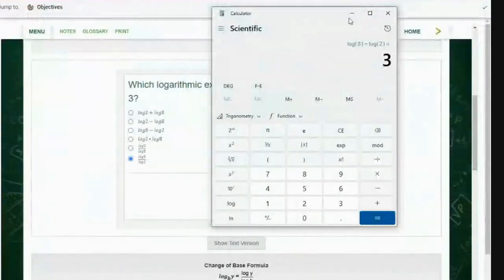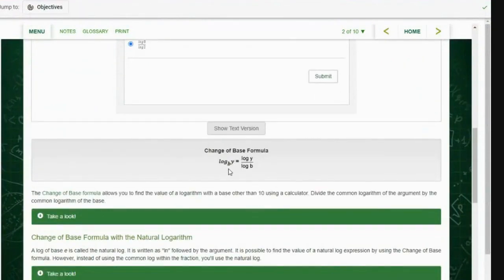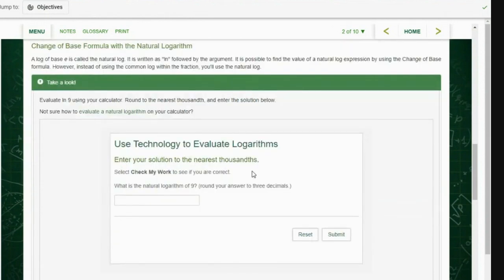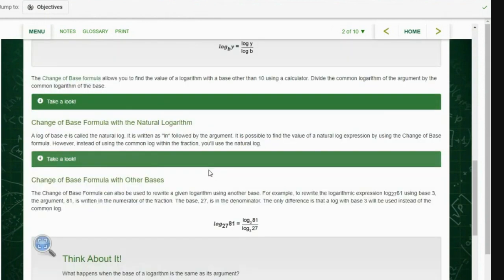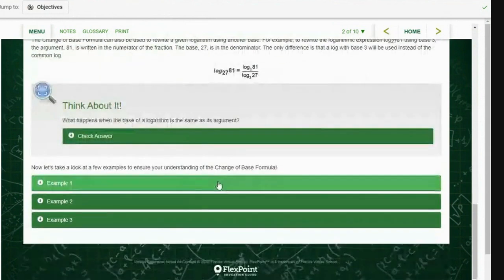Close that back down. All right. Okay, so the change of base formula is right there. Log base b of y equals log y over log b for any base. So again, that's great in your notes. And with the natural log, we looked at that. Natural log with the ln, we can use that as well.